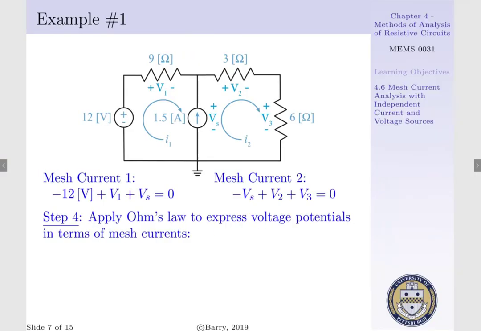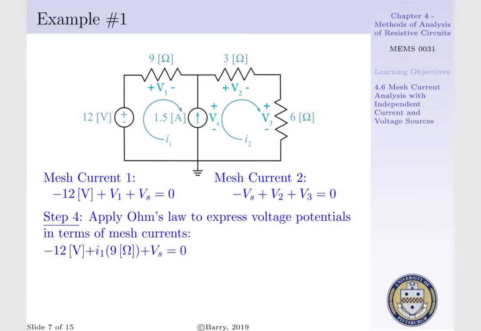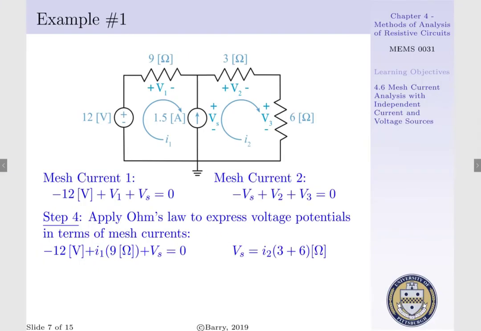Step 4 is to apply Ohm's law to express our voltage potentials in terms of our mesh currents. Our mesh current 1 equation becomes minus 12 volts plus I1 times 9 ohms plus Vs is equal to 0. Our second mesh current equation becomes I2 times the quantity 3 plus 6 ohms minus Vs is equal to 0. Or we can express this as Vs is equal to I2 times 9 ohms.